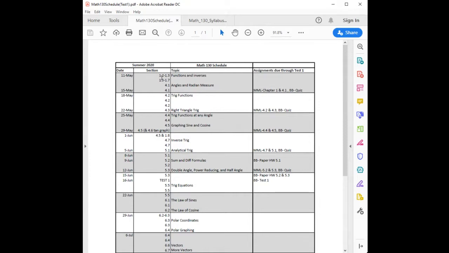We'll spend Tuesday talking about these 2 things and Thursday talking about these 2 things, and then on Friday you'll have 2 sections due in MML typically and a Blackboard quiz due in Blackboard. So I try to write where these things were due so that you'd be able to find them. And yeah, I think that's pretty straightforward. If it's not, let me know.